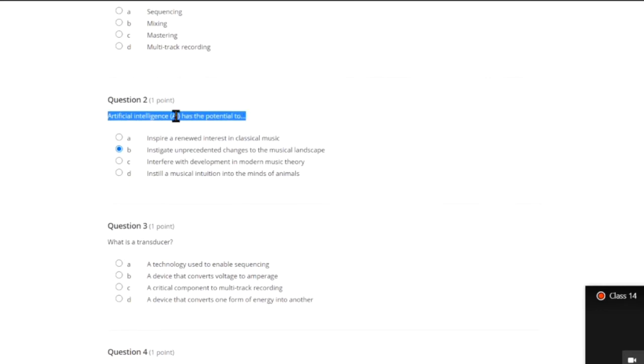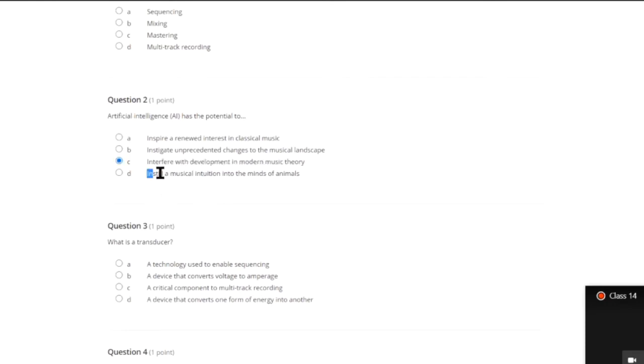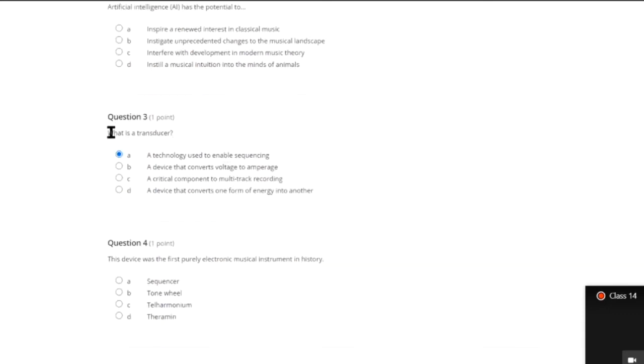AI, that's artificial intelligence, has the potential to inspire a renewed interest in classical music, instigate unprecedented changes to the musical landscape, interfere with development in modern music theory, or instill a musical intuition into the minds of animals. AI seems poised to really change the musical landscape. There are already computers that are writing songs and instrumental music. So who knows where this goes, especially if we end up with some sort of brain interface.